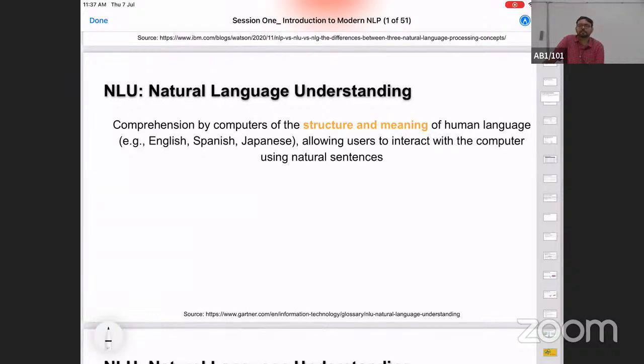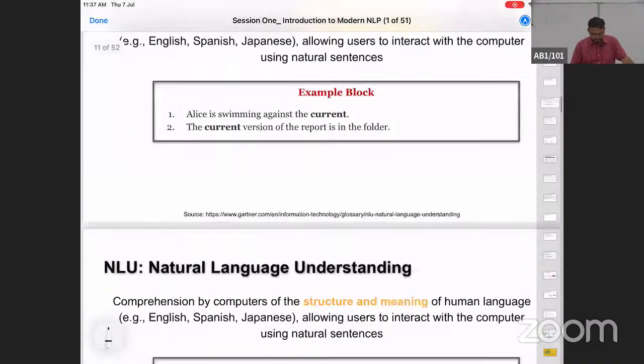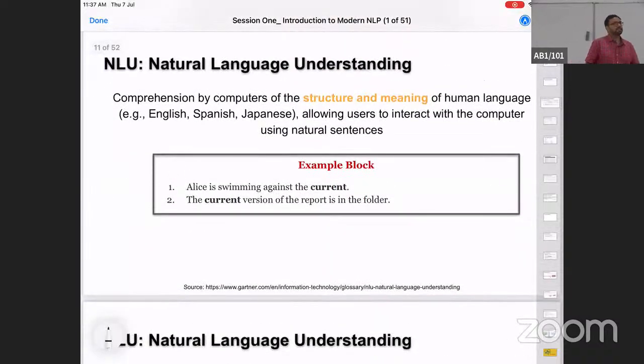The systems are able to understand whatever we are giving them as an input. We will see a lot of tasks which are actually performing NLU. Let us see this with an example. There are two sentences here. The first sentence is: Alice is swimming against the current. The second sentence is: the current version of the report is in the folder.